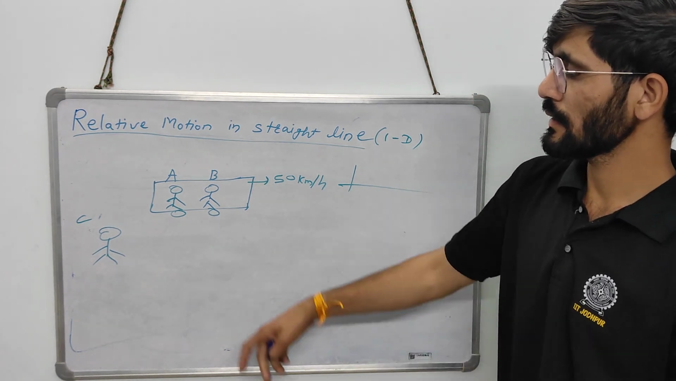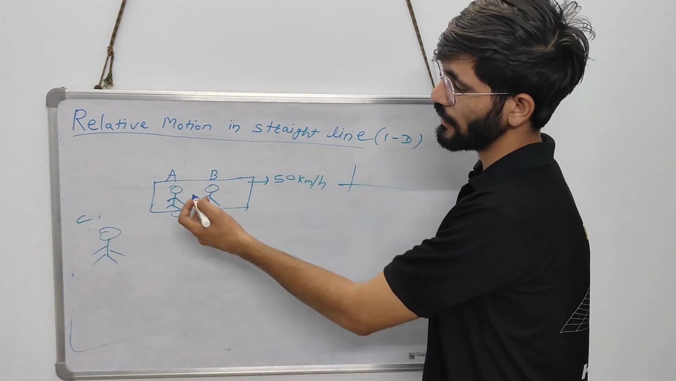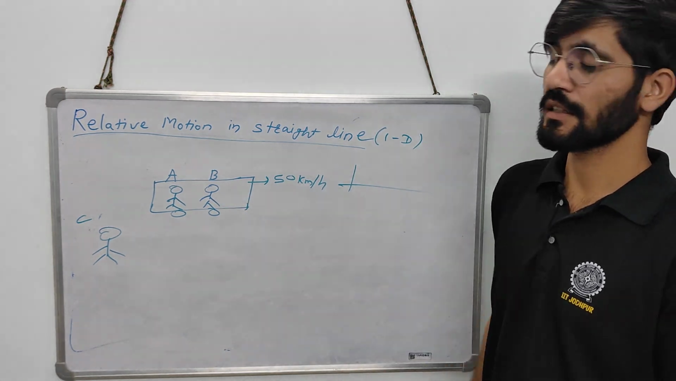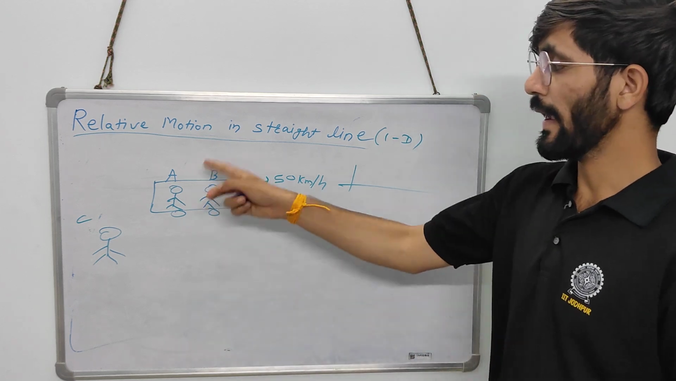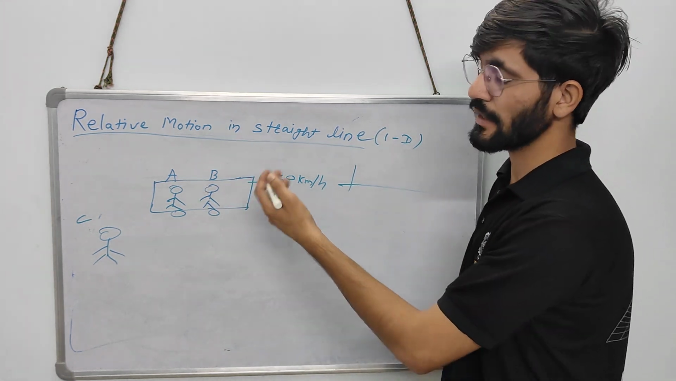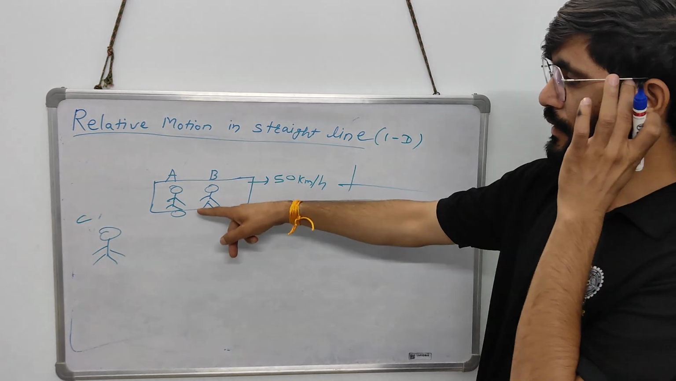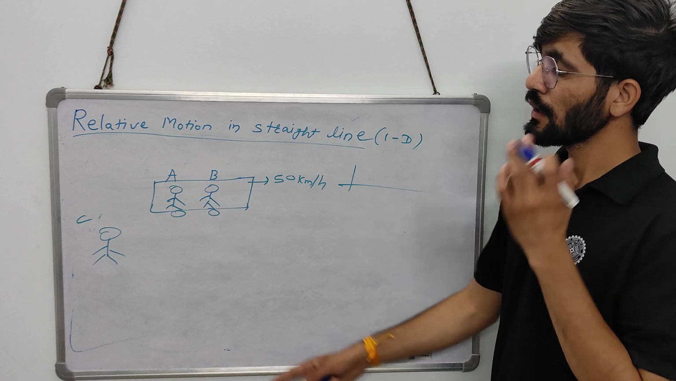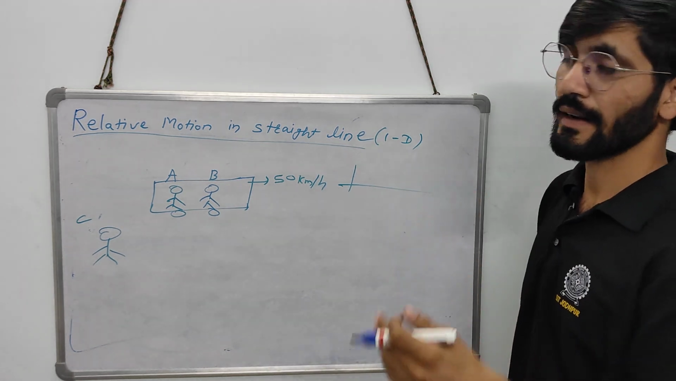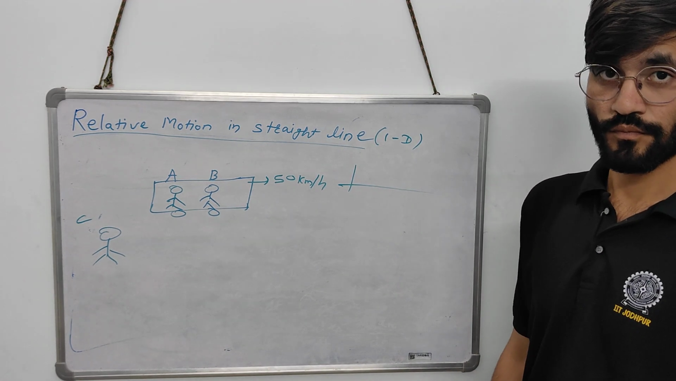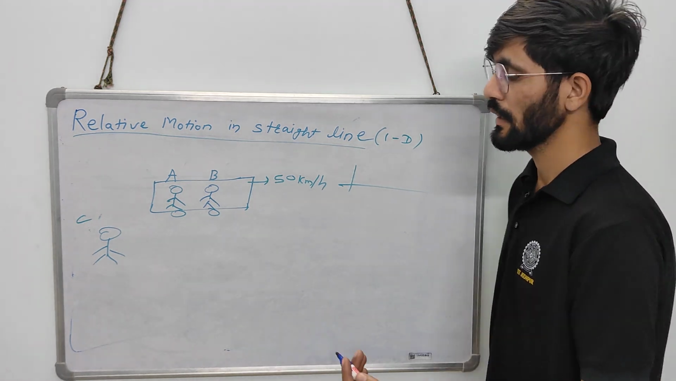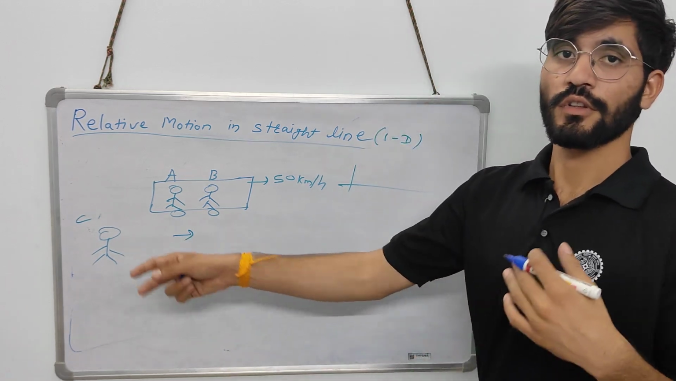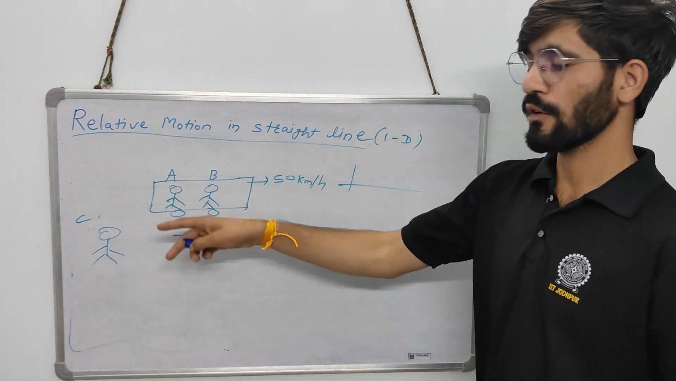But when A observes B, there is no movement in B. Means when A observes, B is at rest. But when C observes, then B is moving with 50 kilometer per hour. So from here we can say that rest and motion are only relative terms, meaning they depend on relativity. They depend on the other, so they are relative to each other.